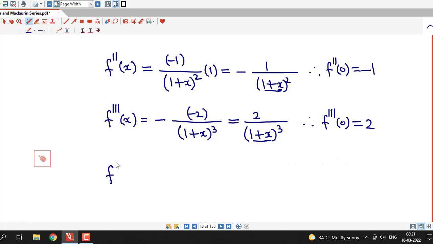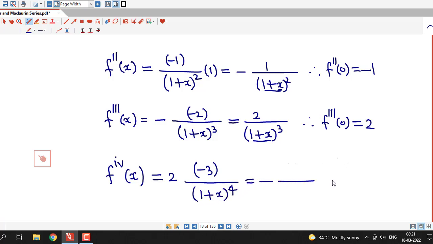For suppose I consider fourth derivative at x, then it is 2 as it is. Derivative of 1 over 1 plus x cube is minus 3 divided by 1 plus x to the power 4. So this is equal to minus 6 divided by 1 plus x to the power 4, and if we take x equal to 0, we will obtain minus 6.